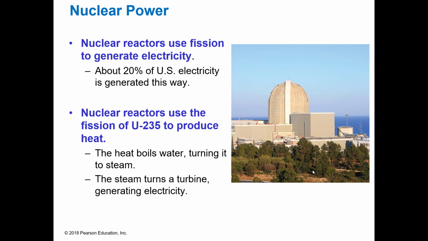So this is what nuclear reactors are based on. They use fission to generate electricity. About 20% of the United States' electricity is generated through fissionable nuclear power. Reactors mostly use U-235, at least we said 3%. What happens is, as this reaction generates a huge amount of energy, it boils water, turns it to steam, and then the steam turns a turbine, which we can then turn that movement into electricity.